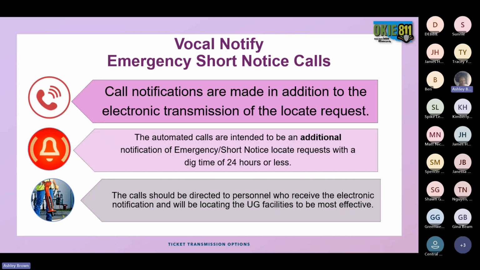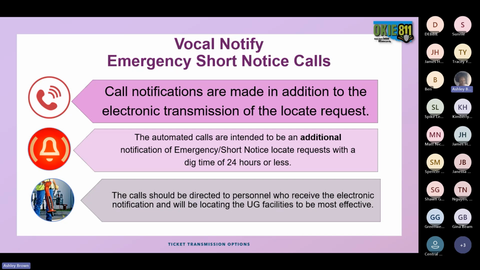Now, the next transmission method we have are the automated emergency short notice calls. These are calls that are sent by an automated system called Vocal Notify, which is a third-party system. Those automated calls will call down a list of the phone numbers that you give us, and the phone call itself will read information from the ticket, which does include the ticket number and the worksite details. These call notifications are a secondary backup that are in addition to the electronic transmission of the locate request.